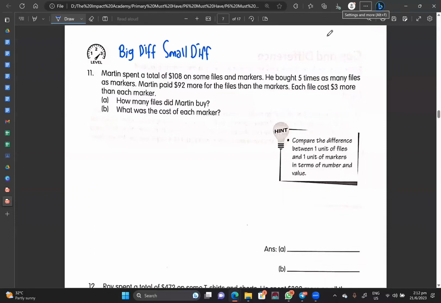Hi everyone, today we are looking at a question like this. As you can see over here, this is a big difference, small difference question, okay? Now, how do we go about this? Martin spent a total of $108 on some files and markers, okay? So what we know for sure is that F plus M is equal to 108.